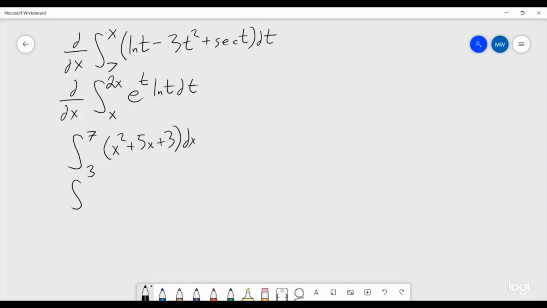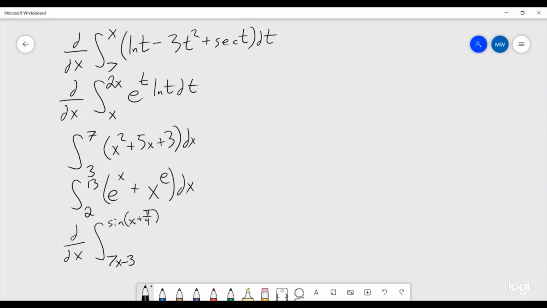Find the integral from 2 to 13 of e to the x plus x to the e dx. And find the derivative with respect to x of the integral from 7x minus 3 to sine of x plus pi fourths of natural log of t minus 5 over t squared plus 1 dt. Go pause the video and figure out these 4 integrals.